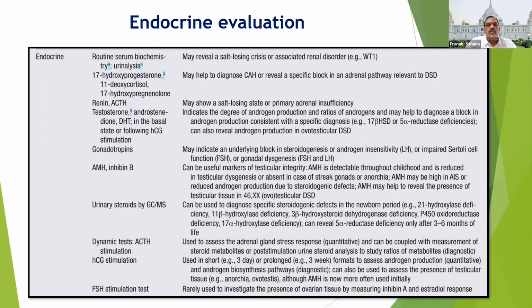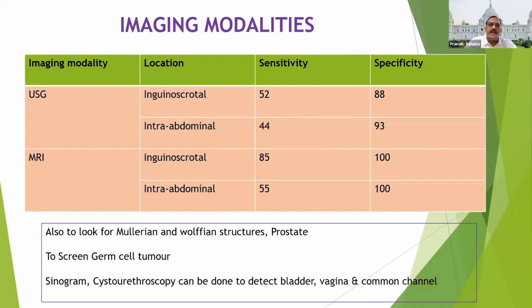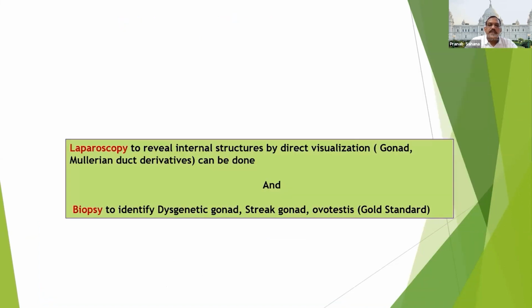Imaging is also helpful. USG and MRI are helpful to detect intra-abdominal structures, particularly internal genital structures, and sinogram and cystoscopy are other investigations necessary in some cases. Laparoscopy is another method which can detect internal structures by direct visualization, like the gonads and Mullerian duct derivatives, which can be seen directly and help in the diagnosis. It can also help to take a biopsy to identify a dysgenetic gonad or ovotestis.